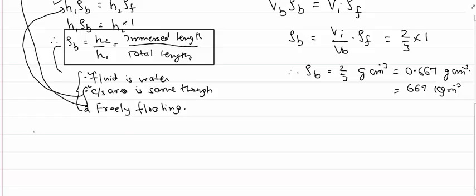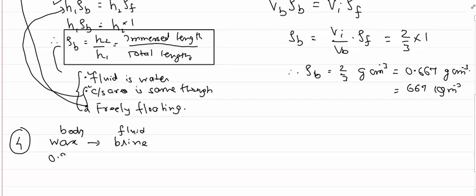Let's take another question. Question number 4 I am taking. A piece of wax floats in brine. What fraction of its volume will be immersed? So we have got a piece of wax floating in brine. This is the body, this is the fluid, and it is floating. Density of wax is given to us as 0.95 gram per centimeter cube, and density of brine is given to us as 1.1 gram per centimeter cube. We have to find out what fraction of its volume is immersed.